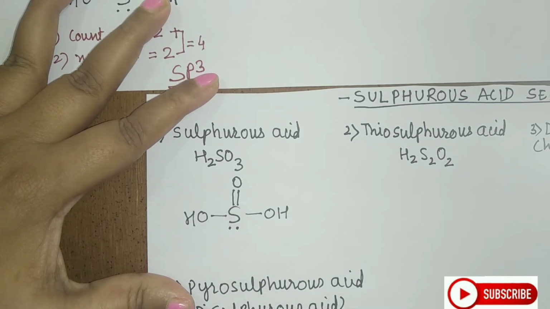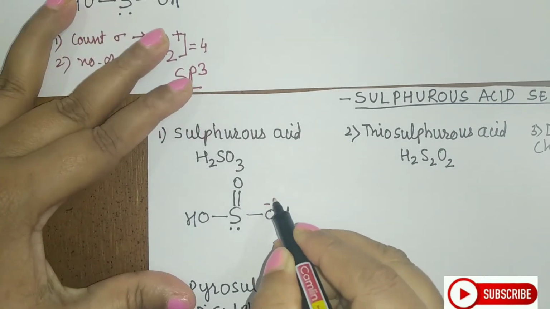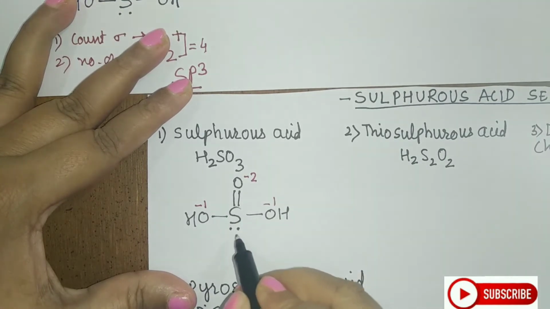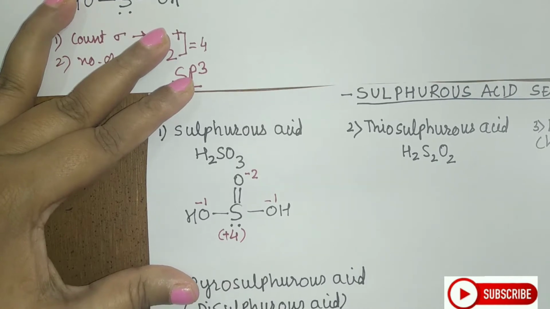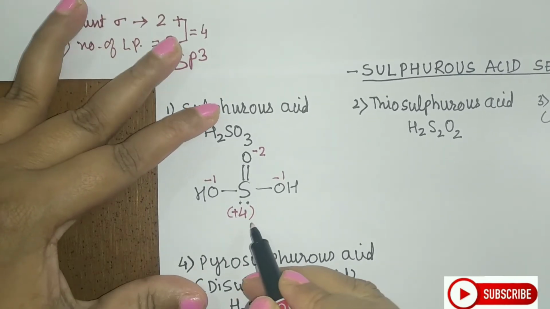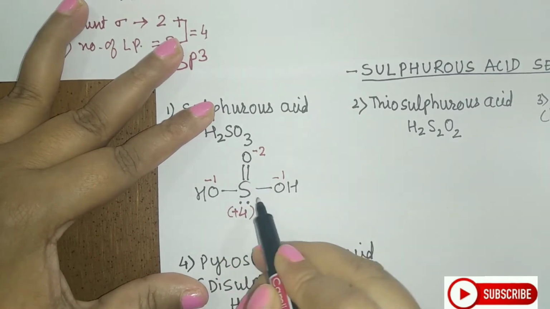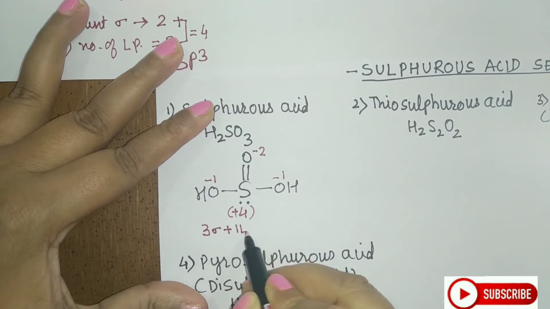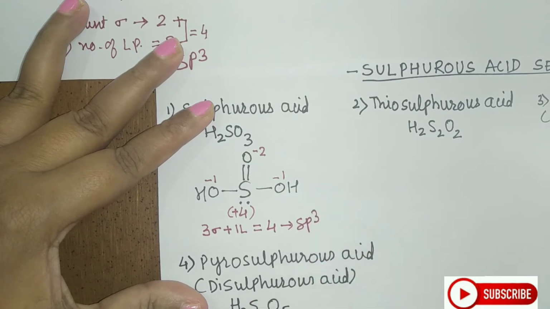Now, let us assign the oxidation numbers. The oxidation numbers here will be -1, -1, -2, total of -4. So, here sulfur is exhibiting the +4 oxidation state. Let us check the hybridization. If you see, this is 1, 2 and 3, meaning there are 3 sigma bonds plus 1 lone pair. Total comes out to 4, meaning again here sulfur is undergoing sp3 hybridization.